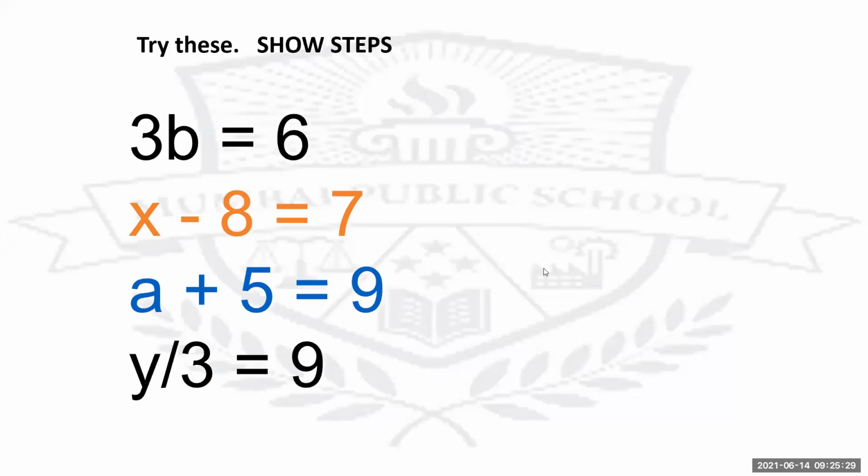Next is Priyanshu. x minus 8 equals 7. Priyanshu. x is equal to 7 plus 8. Yes, so what is the answer? 15. 15, yes. Yes, Diksha and Aditya.